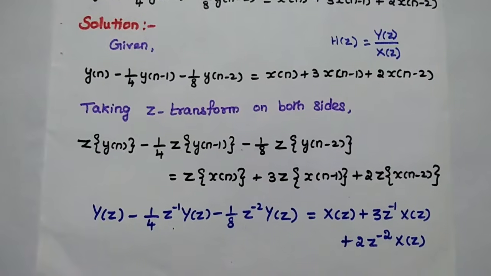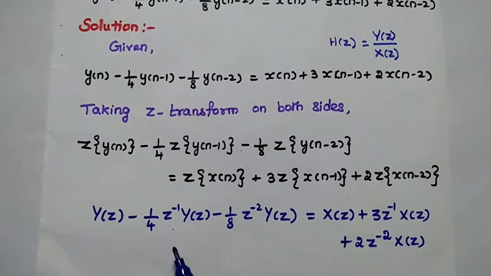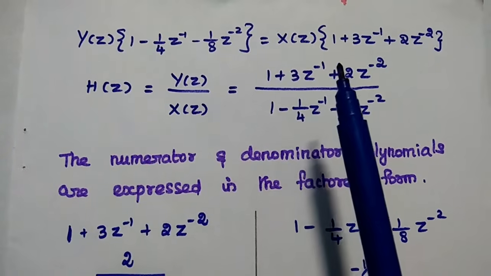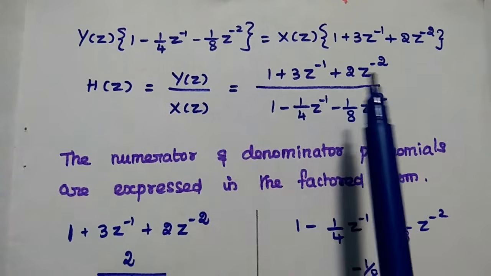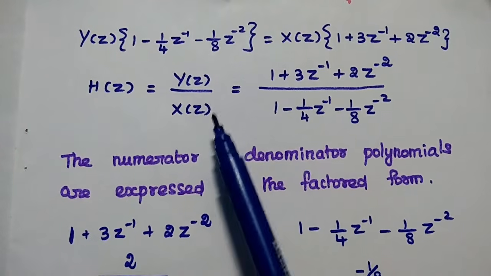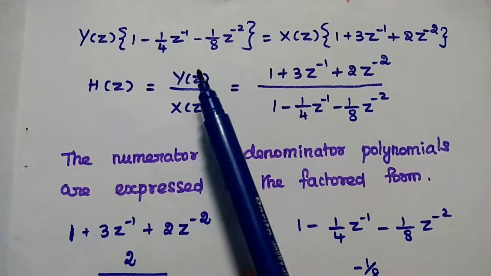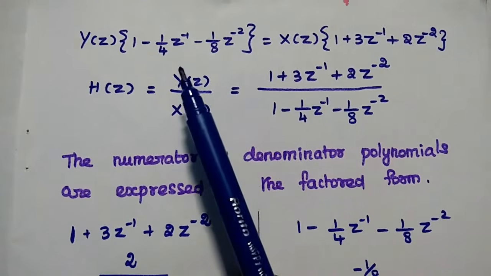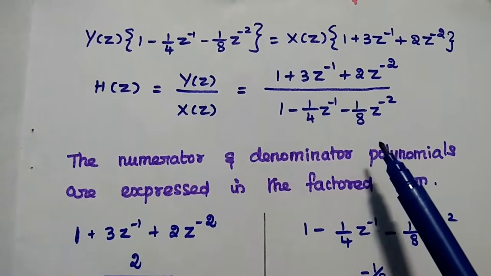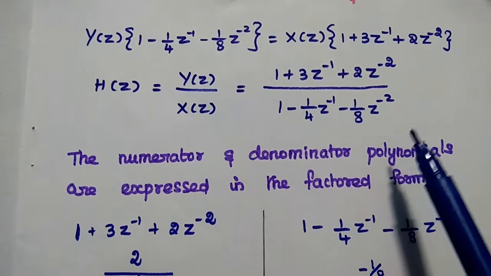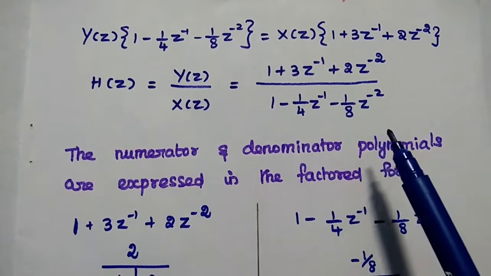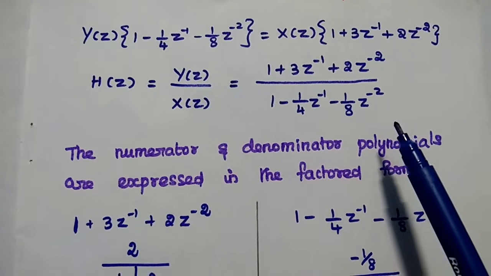Okay. After that, we are going to take the common terms outside: Y of z as a common term on the left hand side and X of z as a common term on the right hand side. Then we have to move this X of z to the left hand side to make this ratio Y of z by X of z. Then this expression moves to the right hand side as a denominator. Okay. So this is the system function of the given discrete time system.